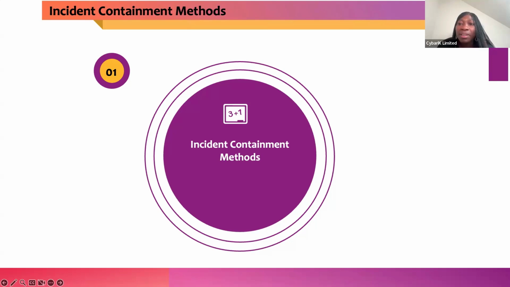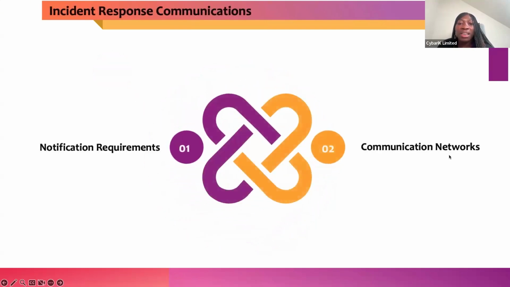Because if you don't contain, that system is affected and that system is on the network. It's just a matter of time. Every system within the network will definitely be affected. So very important to contain incidents. So again, because I'm pressed for time, I'll go quickly to incident response communication.